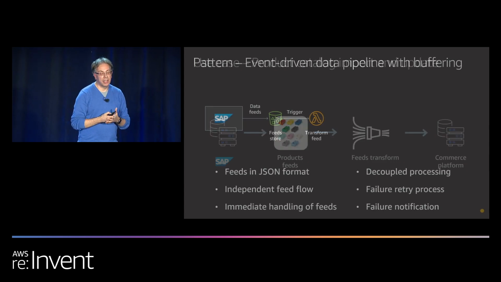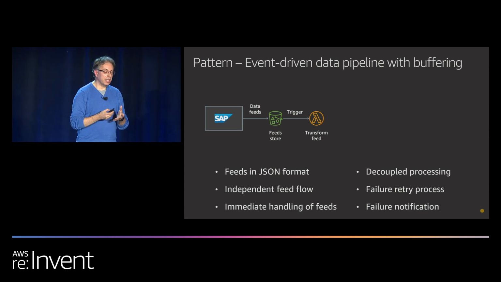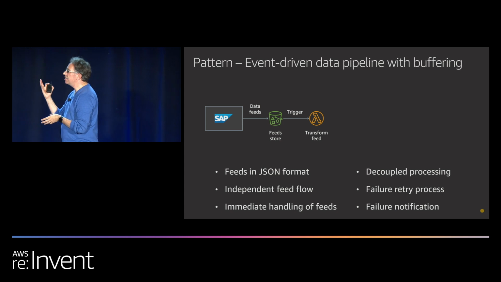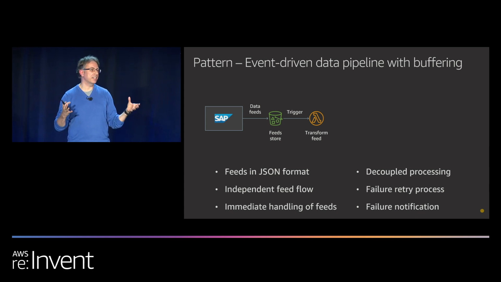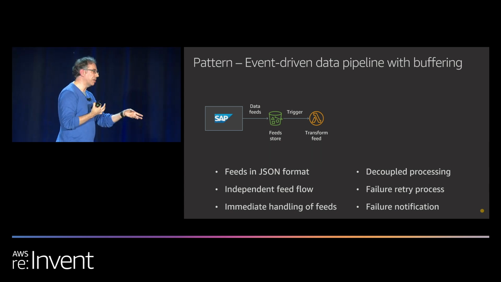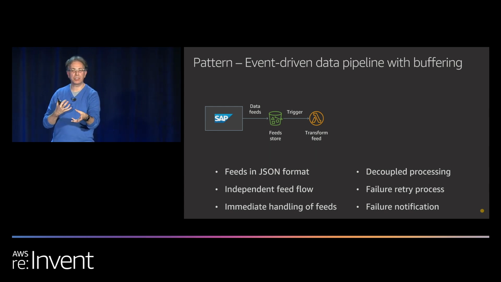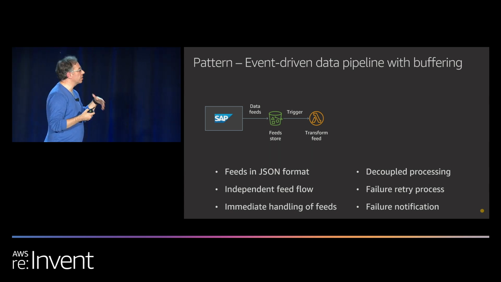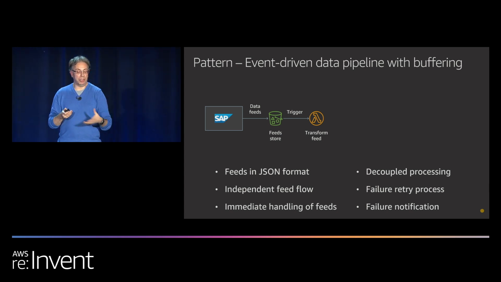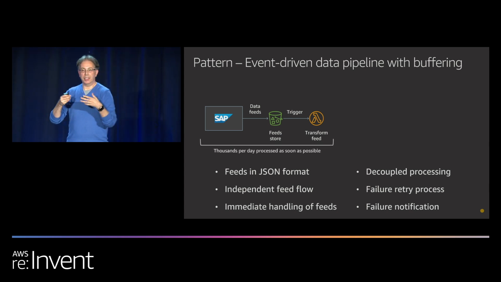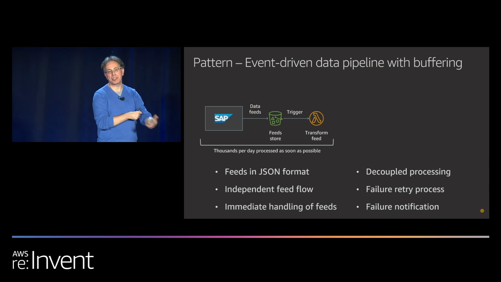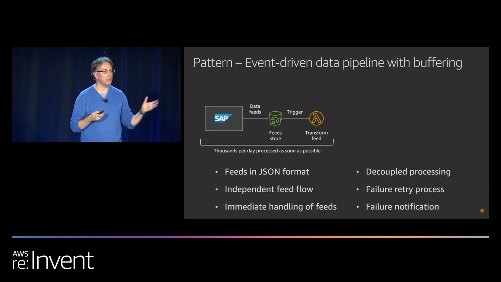So how can you build this in a serverless way? In this case, SAP is writing the data feeds as files on an S3 bucket. This is a very simple integration. If you have a legacy system and you need to build an integration with AWS, and you can work with files written on S3, it's always one of the simplest ways of doing the integration. These files are continuously written on S3. This triggers a Lambda function that will transform these records, and this happens thousands of times per day, so it's continuously happening, and they want to do this very quickly.